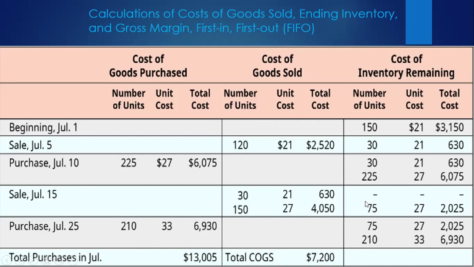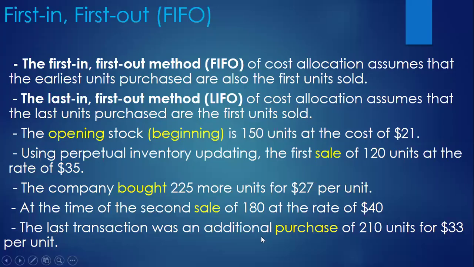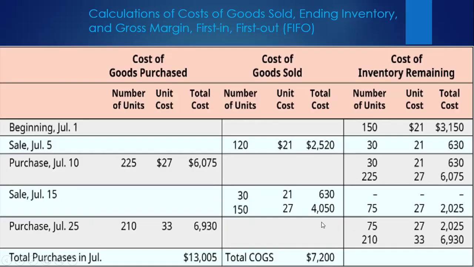Remaining stock from the last transaction is 75 at the rate of 27. I'm going to add the new purchase of 210 times $33. Now, in this case, I need to add the last ones. All these goods are in and out. And the last transaction I have was here at the last one. So no more transactions. This is what's left in hand.